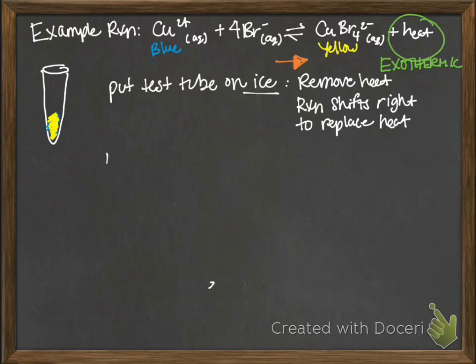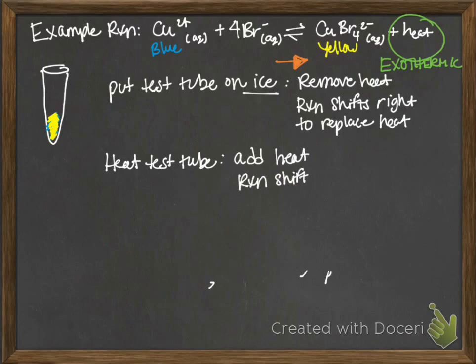So now if I want to shift back to the blue solution, so I want to shift the reaction to the left, what can we do? We can heat the test tube in a hot water bath. So that is adding heat to the system. And if we add heat to the system, it wants to shift to the left to remove that heat, and it shifts towards the reactants, which is our blue solution. So our yellow solution, when we put it in the heat, should turn back to blue. So it's shifting to the left, turning back blue.